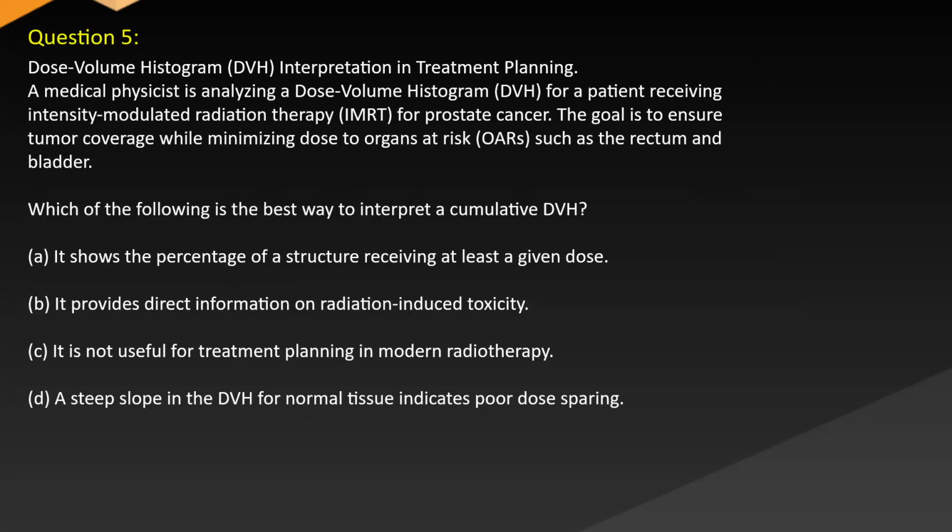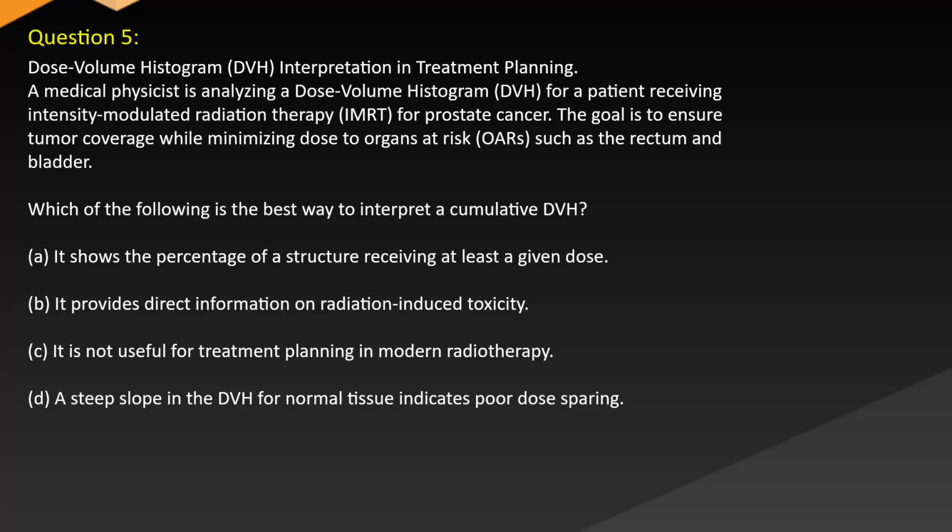Question 5. Dose volume histogram, DVH, interpretation in treatment planning. A medical physicist is analyzing a dose volume histogram, DVH, for a patient receiving intensity modulated radiation therapy, IMRT, for prostate cancer. The goal is to ensure tumor coverage while minimizing dose to organs at risk, such as the rectum and bladder. Which of the following is the best way to interpret a cumulative DVH?